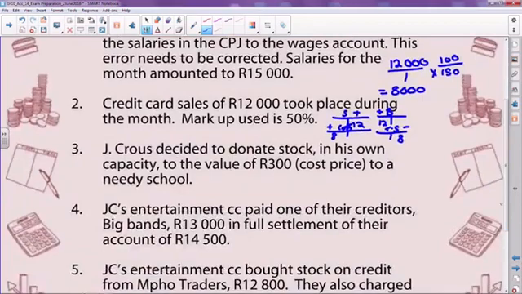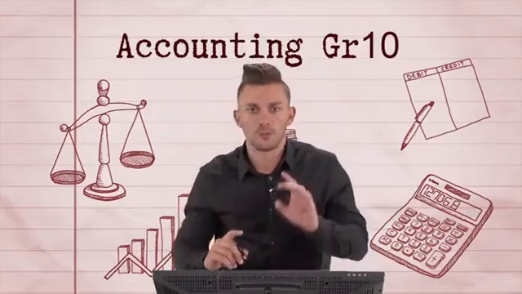Number 3, J. Krause decided to donate stock in his own capacity to the value of 300 Rand at cost price. And remember, when we donate or when the owner takes, it's always at cost price, to a needy school. So quickly do this in those columns. I'm giving you a minute.